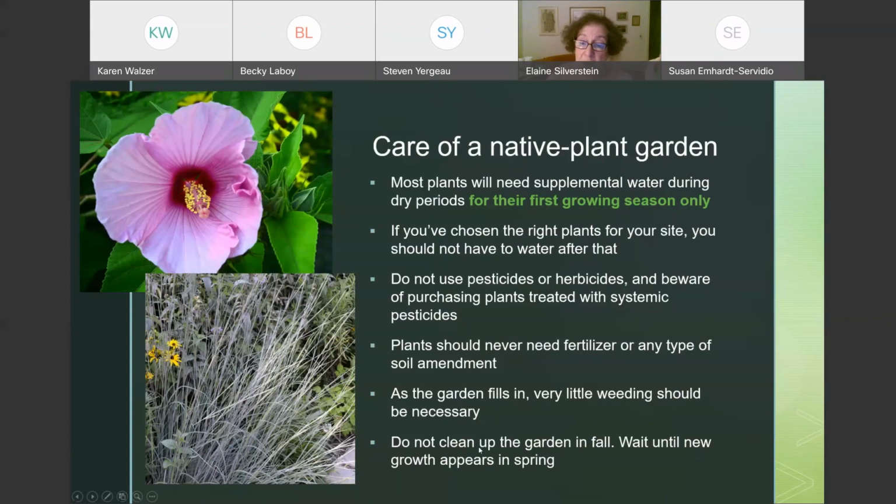Do not clean up the garden in the fall. This is very important. You want to wait until new growth appears in the spring because your native plant garden is a very large bird feeder in the winter. The mixed species foraging flocks will come through, and some birds like to forage up in the branches of the plants or in the shrubs, and some like to do it on the ground.